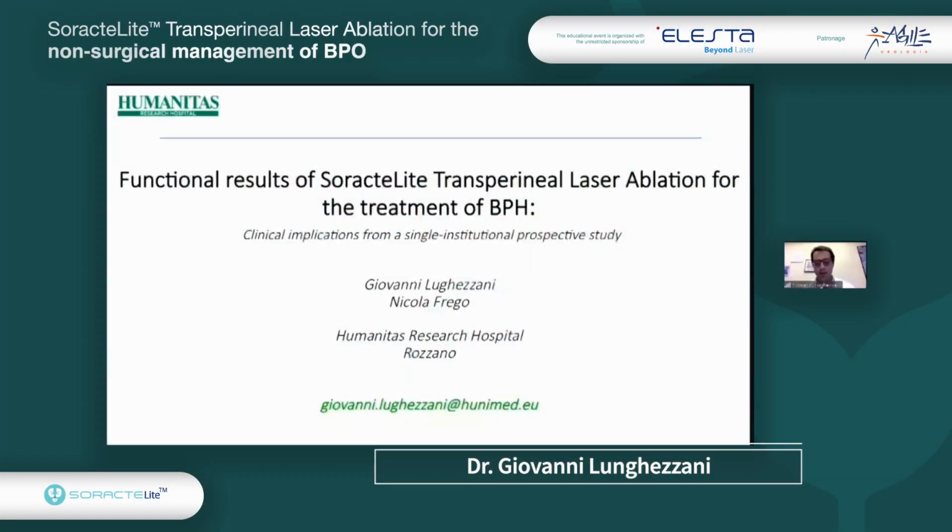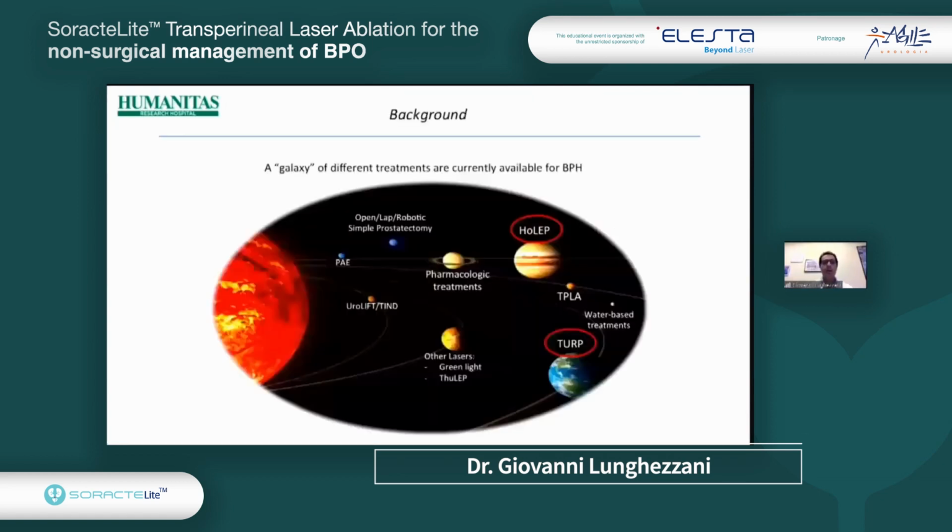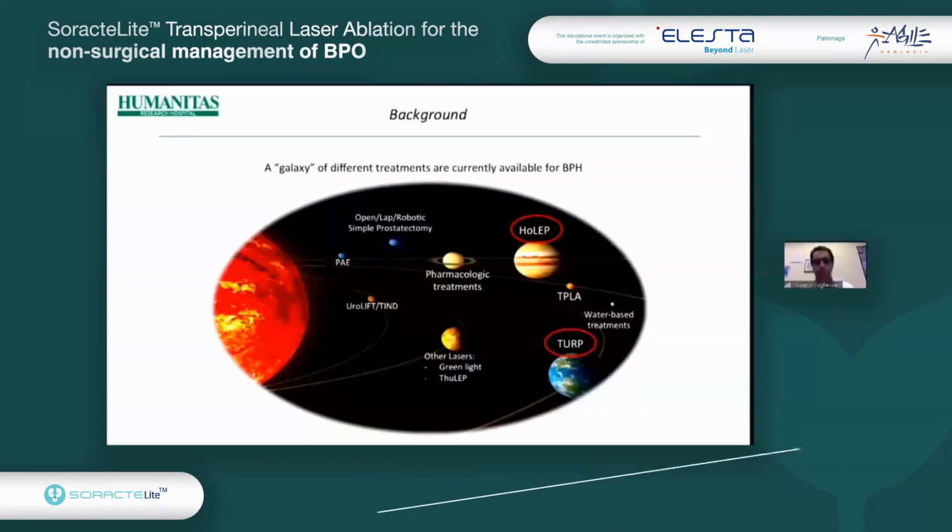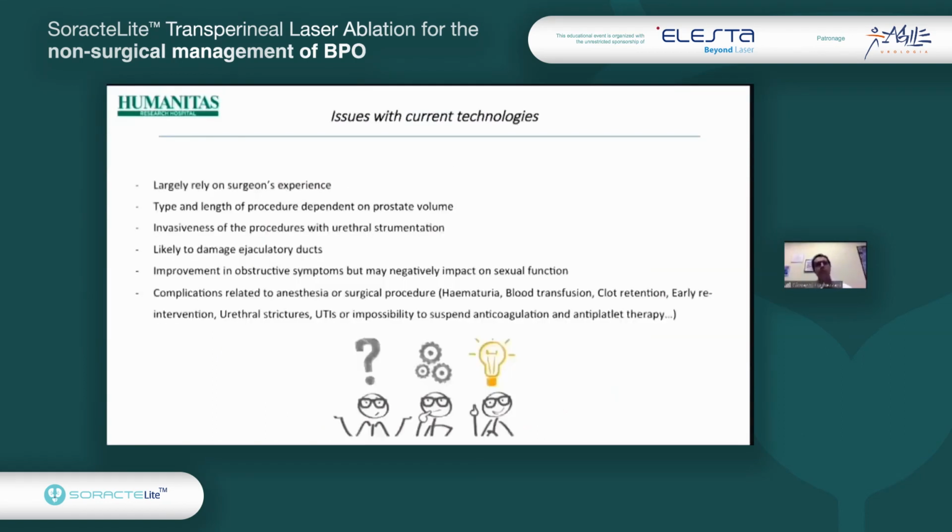So I'll try to be very short, since I think we're running a little bit out of time, and I will present our experience with the Soracte Lite treatment for BPH. We have already seen from the previous very nice presentations that when we're talking about treatment of BPH, we're talking about a galaxy of potential treatments.